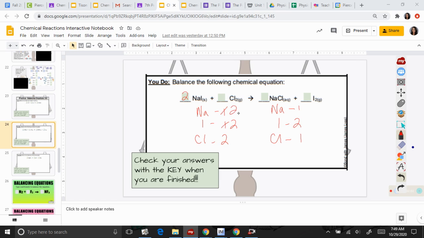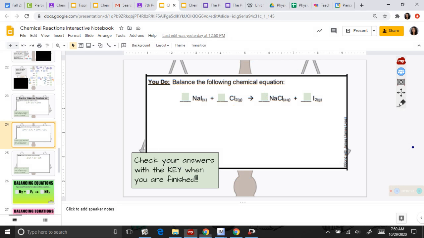That's going to make my sodium a 2. So on this side, I need my sodium to be a 2. When I put the 2 out in front of sodium, that makes my chlorine a 2. And when you look at the bottom, you have 2 and 2 and 2 and 2 and 2 and 2. So when you go back through, you notice you have 2 Cl's, 2 Cl's, 2 Na's, 2 Na's, 2 I's, and 2 I's. Okay, so work the next one on your own. You can check the answer key for that one. And we are going to move on to this one.